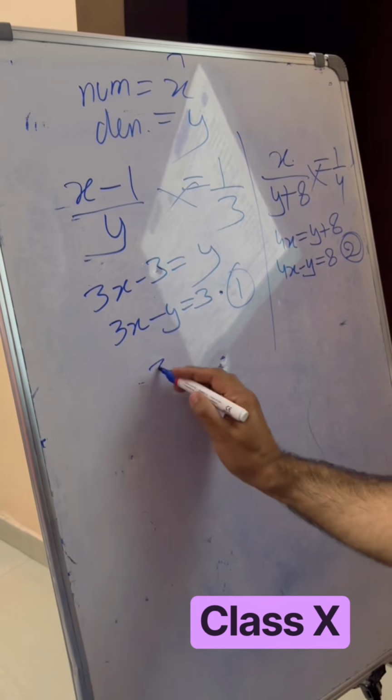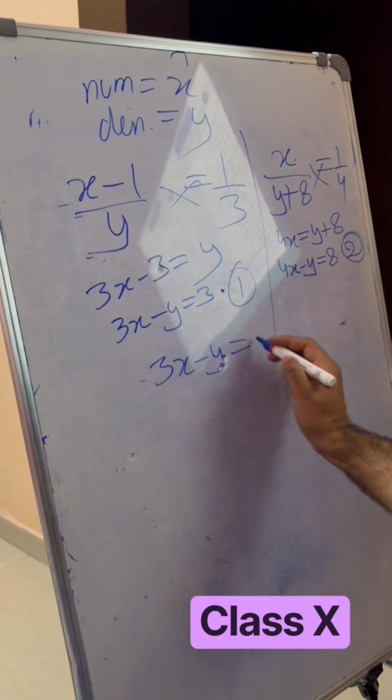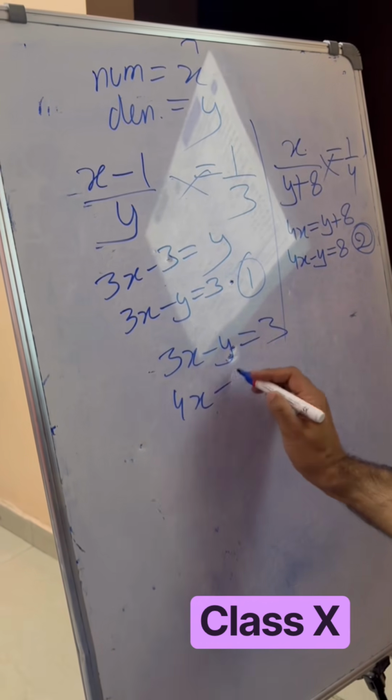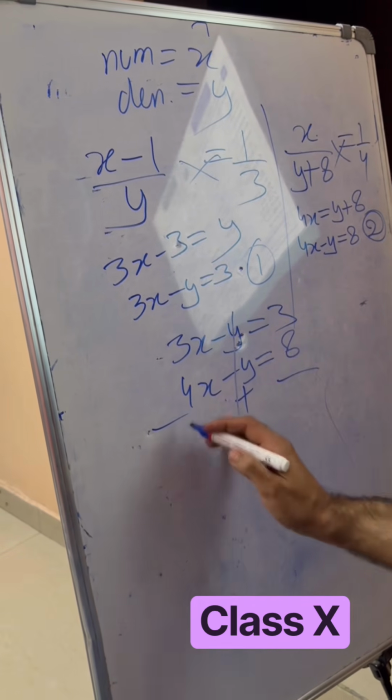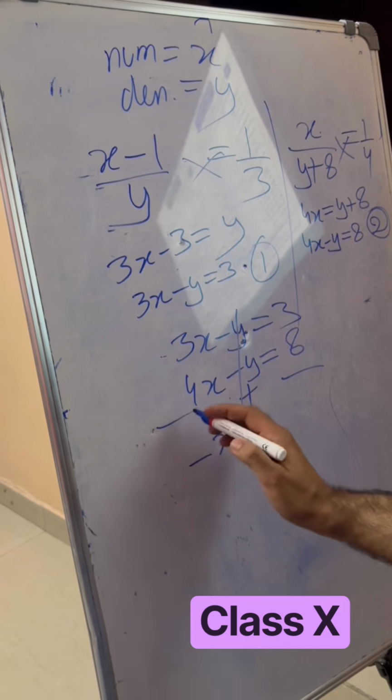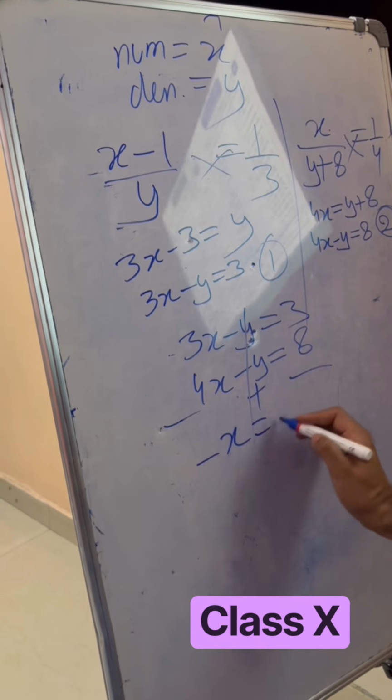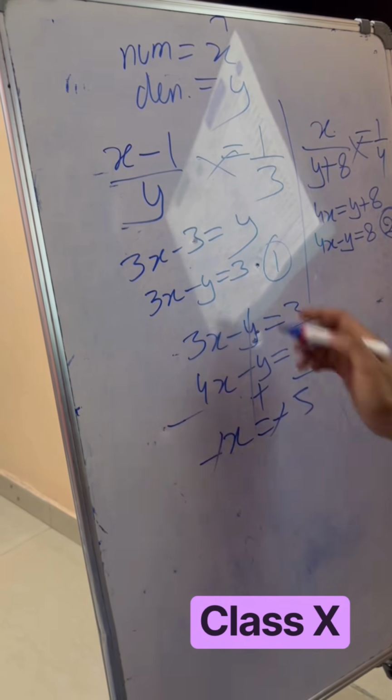We'll do it with elimination. We'll keep both the equations like this. Minus y is equal to 8. Change the sign. y gets cancelled, and we get minus x is equal to minus 5. So x is 5. We'll put this as the answer.